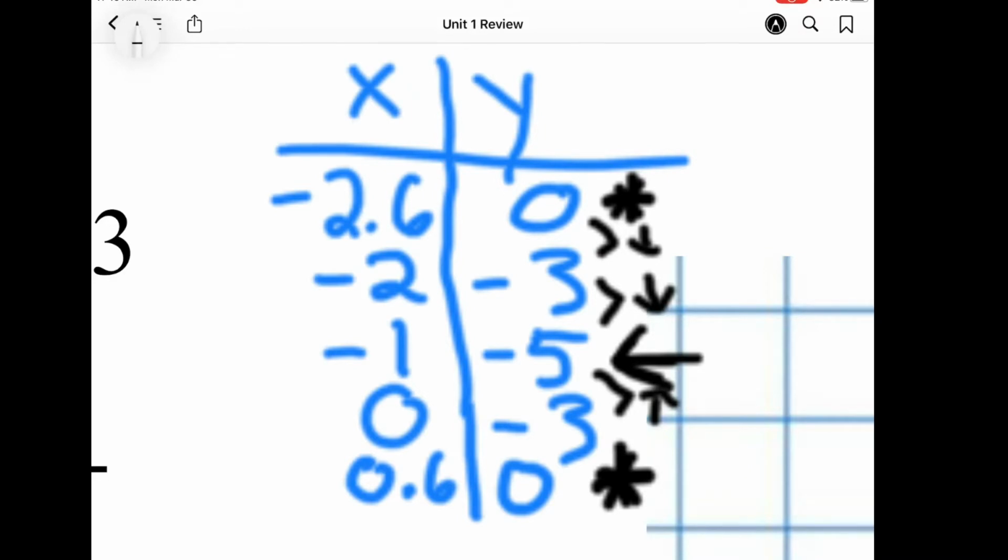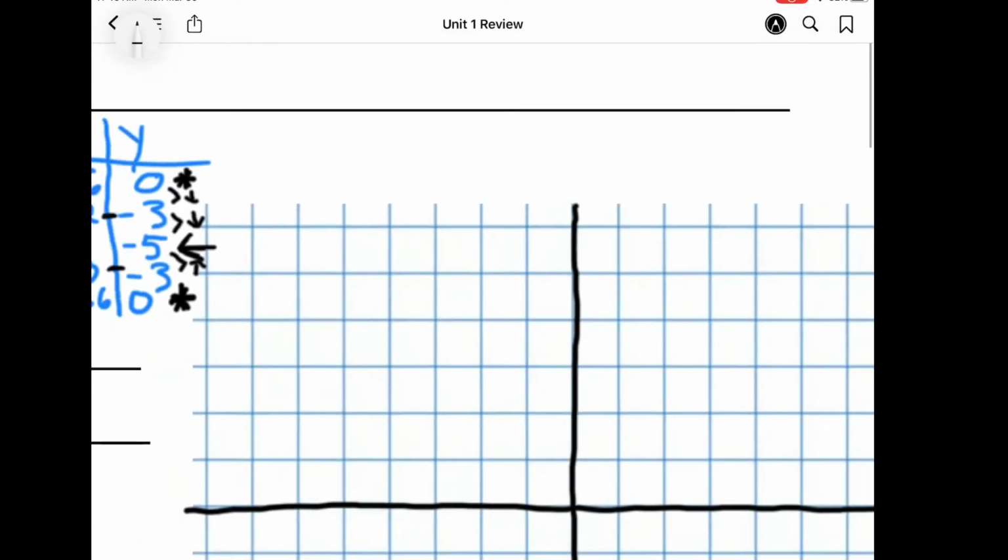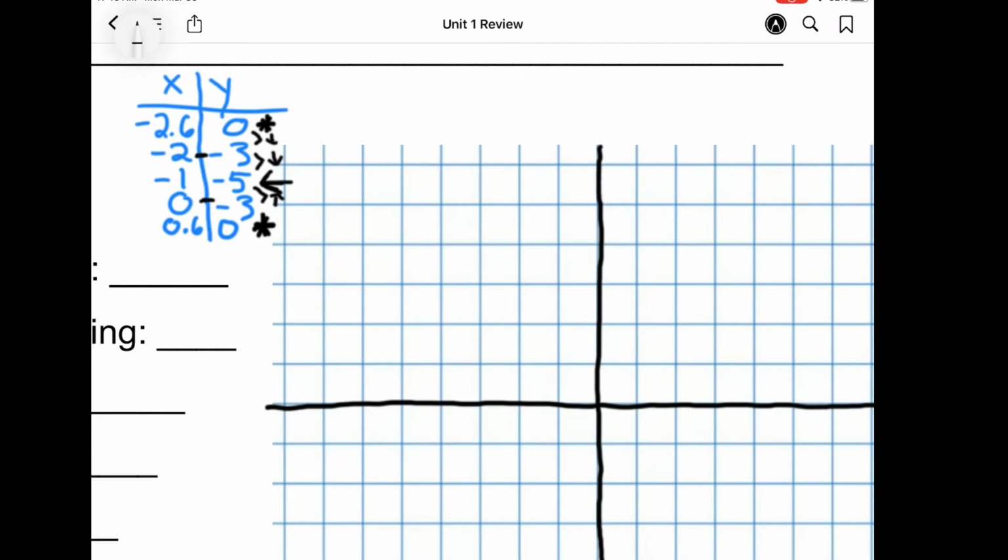And then I went and got 1 point above -1, -5, and one below on the table on my graphing calculator, below the -1, -5, which was 0, -6. So that is how I chose my X and Y values to graph. So I'm going to come to my graph those points. I have -2.60, so roughly left 2 and then 0.6.